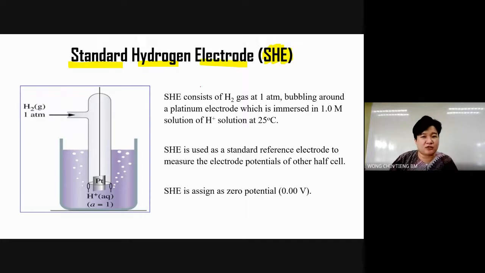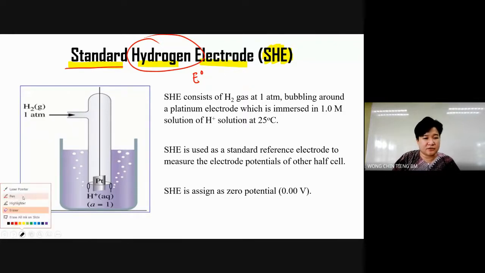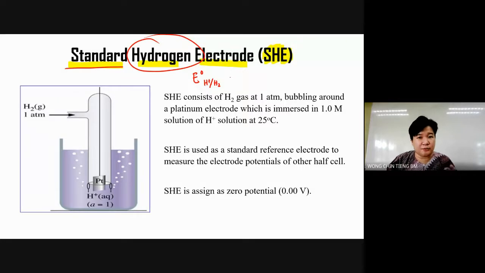Somebody decided to make hydrogen as a standard, and the electrode potential of hydrogen positive to hydrogen gas, somebody decided to make your hydrogen equals to 0.